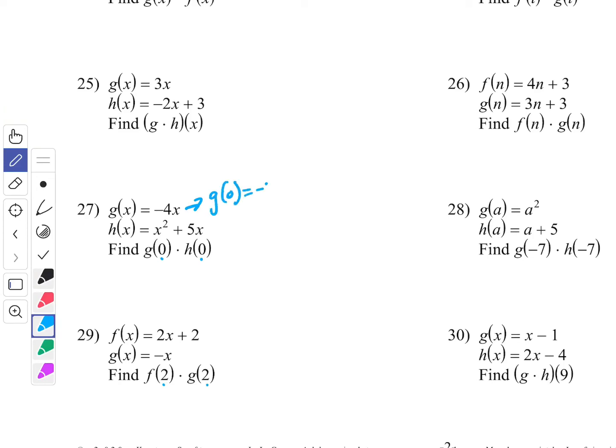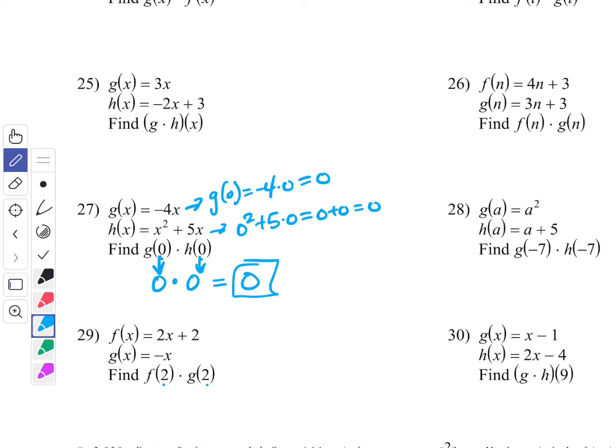So I go g of 0 equals negative 4 times 0, which is 0. So g of 0 is 0. Times h of 0 would be 0 squared plus 5 times 0, which would be 0 plus 0, which is just 0. So h of 0 is also 0. So 0 times 0 is 0. That's a lot of zeros, huh? So that was kind of a worthless example.